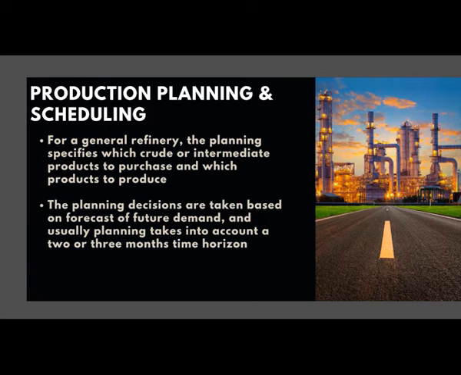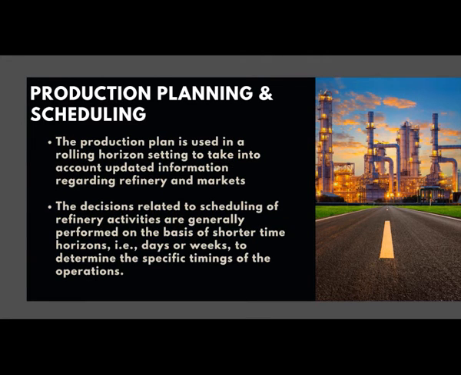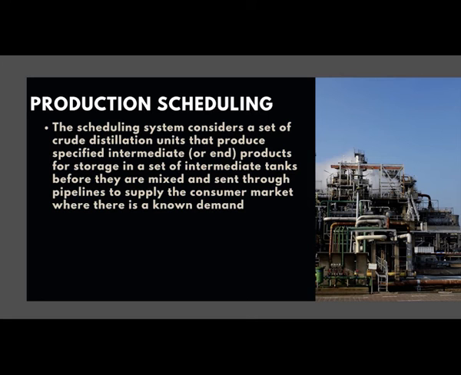For a general refinery, the planning specifies which crude or intermediate products to purchase and which product is to be produced. The planning decisions are taken based on forecast of future demand, and usually planning takes into account a 2 or 3 months time horizon. The production plan is used in a rolling horizon setting to take into account updated information regarding refinery and markets. The decisions related to the scheduling of the refinery activities are generally performed on the basis of short time horizon, that is days or weeks, to determine the specific timings of the operation. The scheduling system considers a set of crude distillation units that produces specified intermediate products for storage in a set of intermediate tanks before they are mixed and sent to the pipeline to supply consumer markets where there is a known demand.